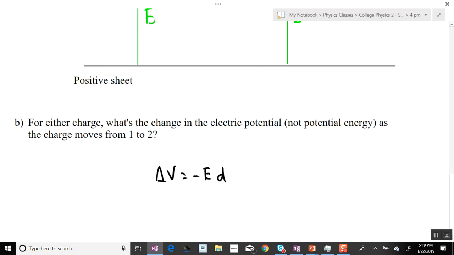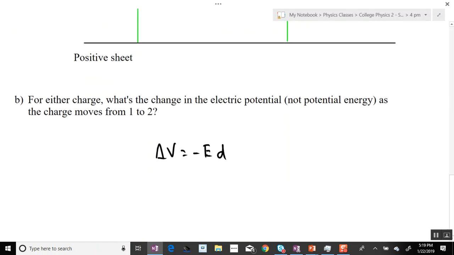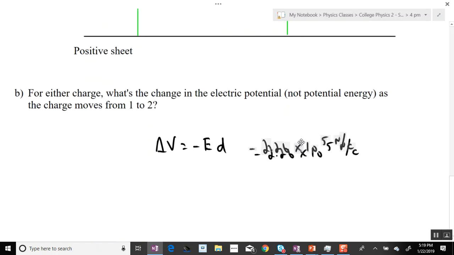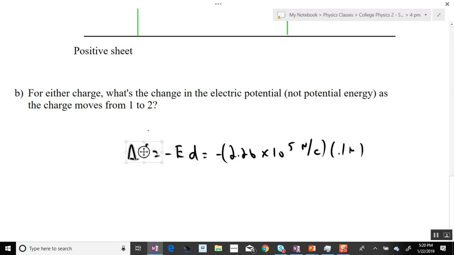So we have the E, because we found it in part A. Either you're given the E, or you find the E like we did in part A, and you multiply it by a negative sign because it's minus ED, and then you multiply by D, how far you go. So we're going 0.1 meters towards the negative sheet or against the field, and that'll give you the change of potential. It's the same thing because you're just multiplying by 0.1, except it's times 10 to the 4th, because multiplying by 0.1 just reduces the exponent by 1.